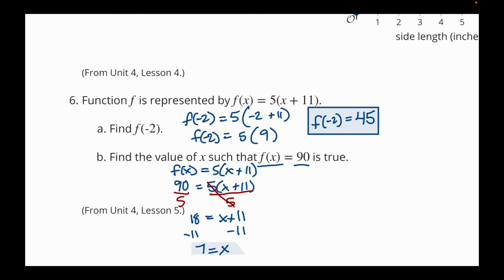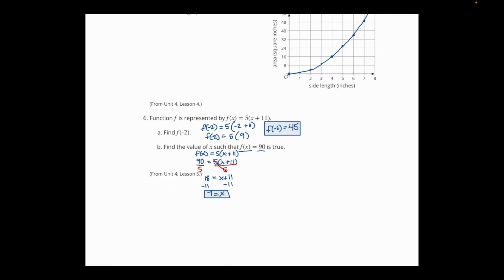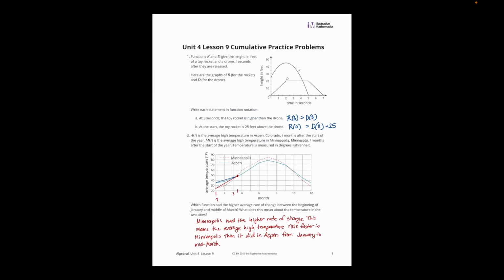That's a poor looking polygon there. I wanted that to be a rectangle. Close enough. All right. And that is actually it for this assignment. So there's 6 questions. Just some of them are rather big, or their graphs take up a lot of space. So yeah, that is Unit 4, Lesson 9, the Cumulative Practice Problems for Illustrative Math, Algebra 1.